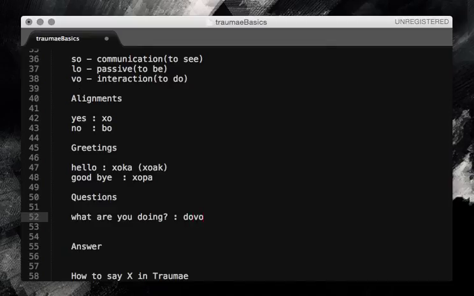So dovo, you can use it in one word, but actually, this word should be written like this. We're going to see later why I'm merging them like this, but for now, let's just look at it like this. So dovo is the word for what are you doing, or I don't know what you're doing, kind of thing. It could also be used for how are you doing, but it's much closer to what are you doing.